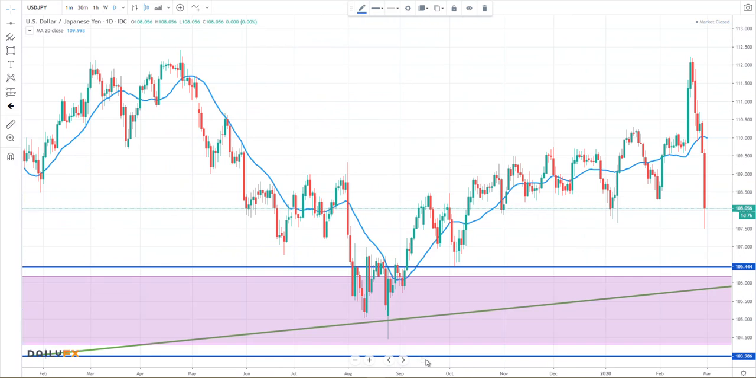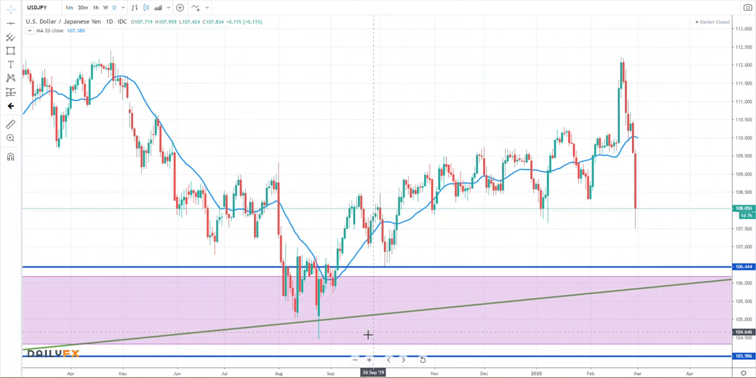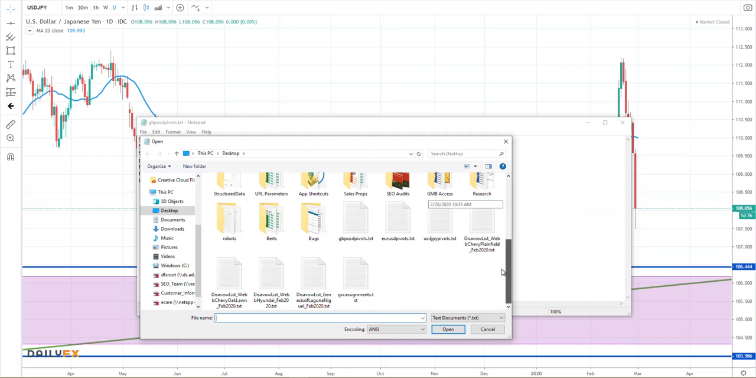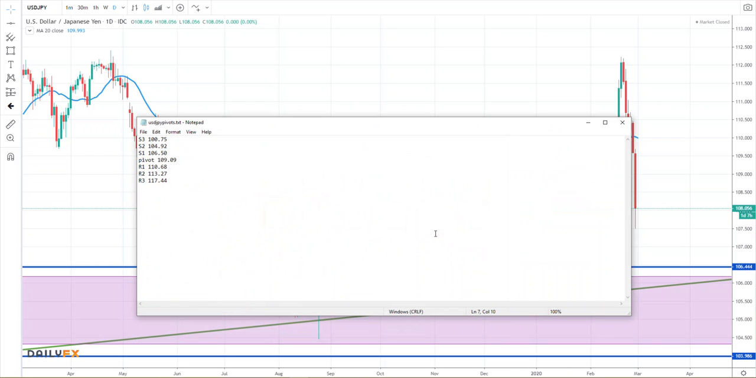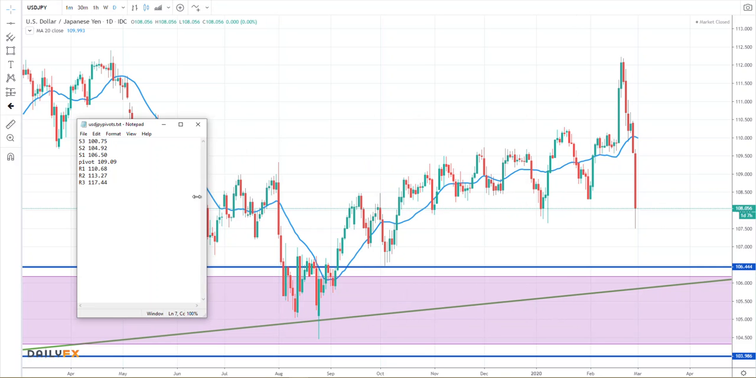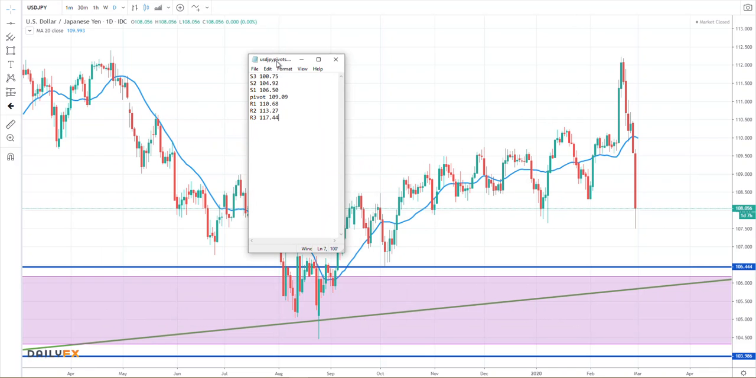Okay, let me reframe that. There we go. So I've got my pivots. Oops, sorry, this is the wrong one. I tried to find a good way where I could map out the pivots live. So I went ahead and wrote these down from the pivot point calculator.